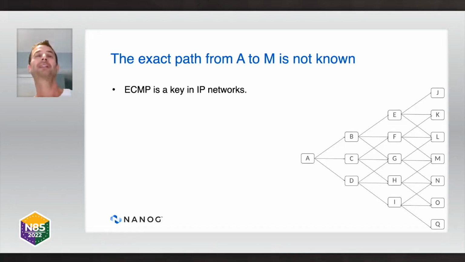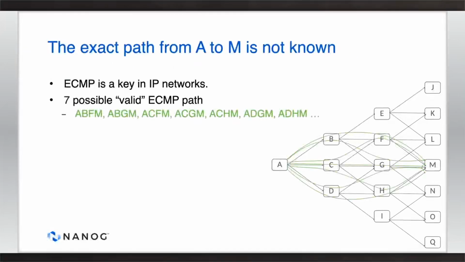This network could be simplistic for some people out there. Vendors support 32 and 64-way ECMP, and they're only doing it because someone asked them to. So I can imagine that this network may be simplistic for some people. But we're all aware ECMP is a fact of life, and we don't know how traffic is going to go from A to M. There are 7 possible valid ECMP paths.